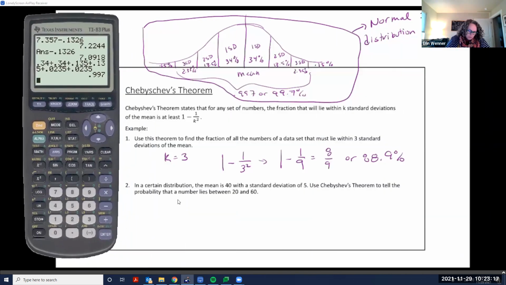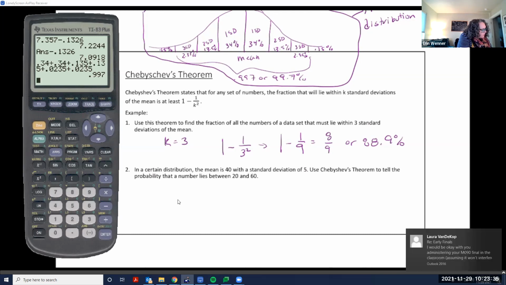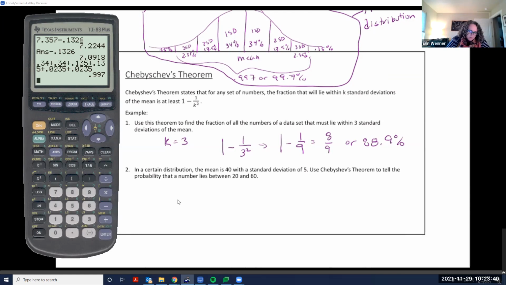So number 2 says, in a certain distribution, the mean is 40 with a standard deviation of 5. I included this one because I believe it's in your homework. Yes, this is number 15 in your homework. So the mean is 40 with a standard deviation of 5. Use Chebyshev's theorem to tell the probability that a number lies between 20 and 60.